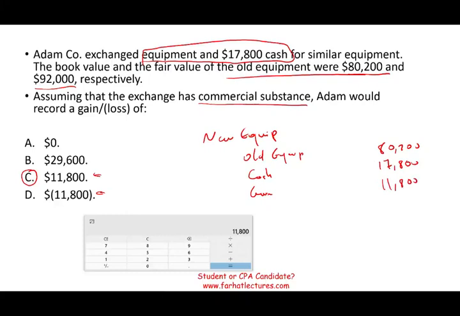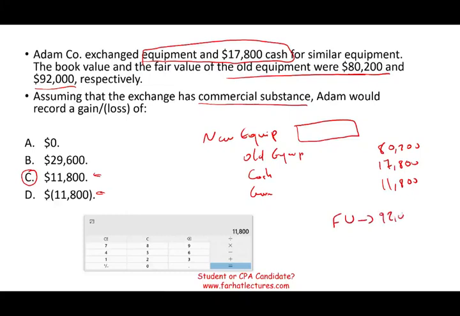Now, what about the new equipment? How much would you record the new equipment for? At this point, it's easy because you add all this up, since that's the debit that's missing. But simply put, what you do is you take the fair value of the asset given up.